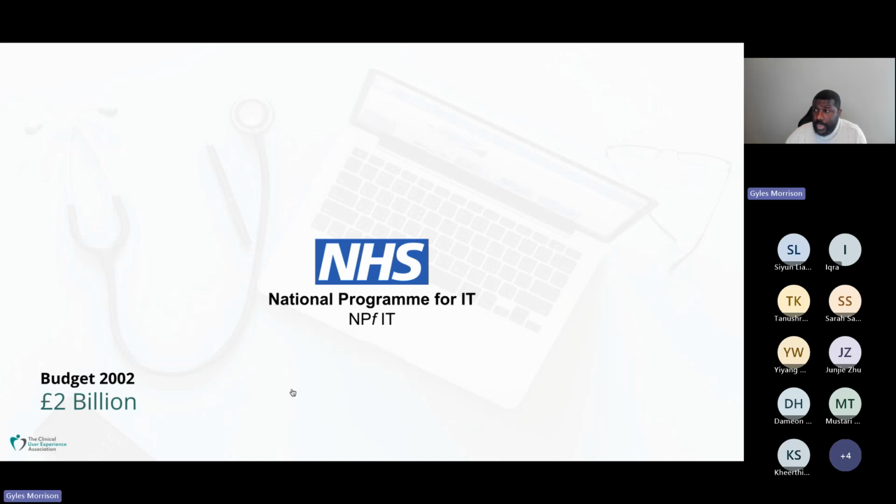And there were some successes. There was NHS Mail, which has been successful. It has been really good, actually. There was the N3 network, so a super fast broadband connection, decades before that became something for the general public to benefit from. I think the other thing as well is the summary care record has been very powerful.